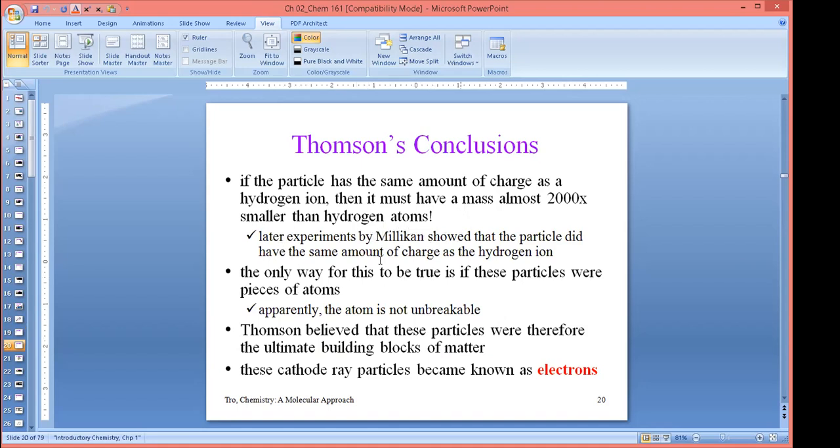Millikan is another physicist who designed experiments and showed the same thing. So they're narrowing in on electrons. Everything seemed to have these things. That's the building blocks of all matter.